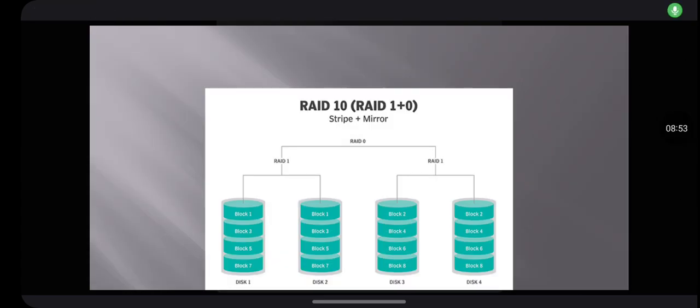We discuss the diagram of RAID 10. RAID 10 is a hybrid of RAID 1 and RAID 0. As the diagram shows, the data is first mirrored (RAID 1) and then striped (RAID 0). This means it gives both speed and reliability. However, it requires a minimum of 4 disks, so it's best for performance-critical setups.